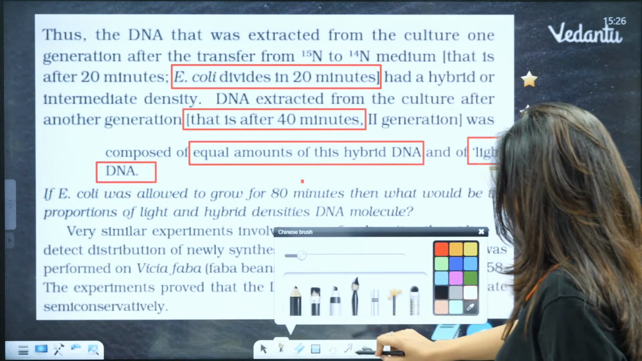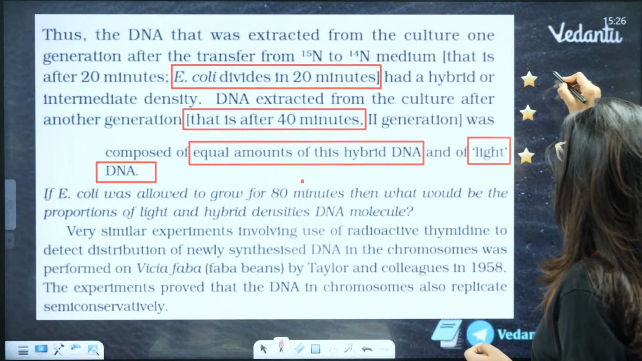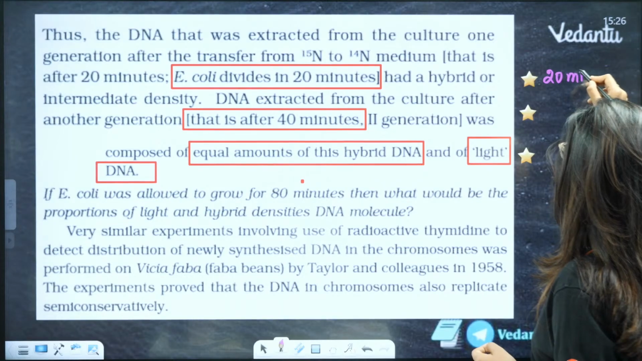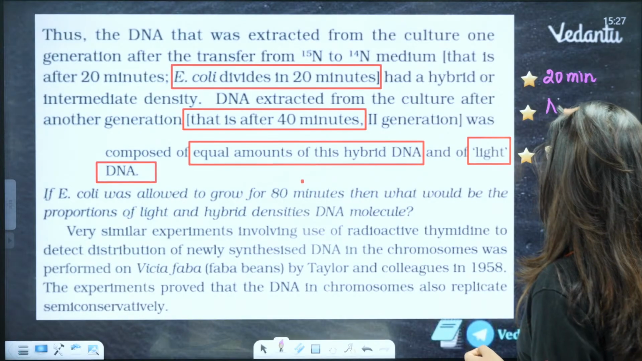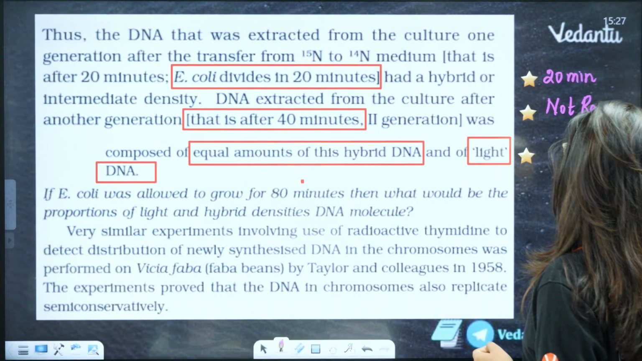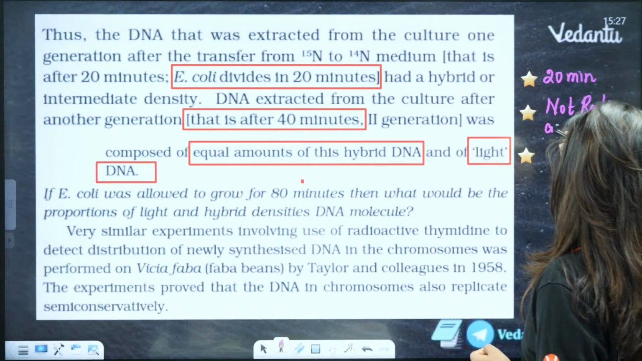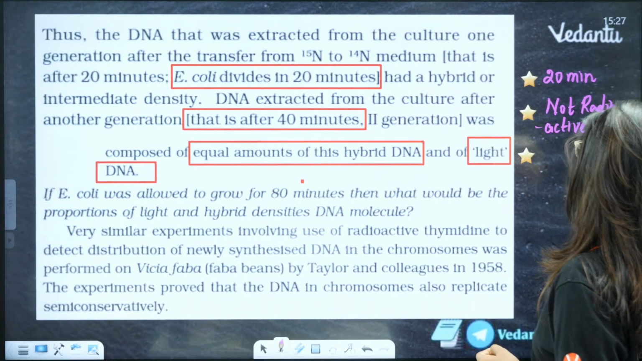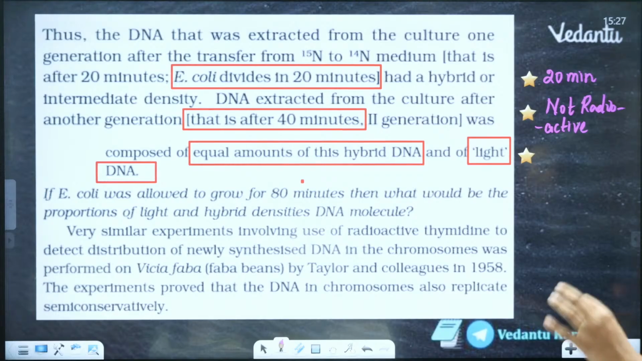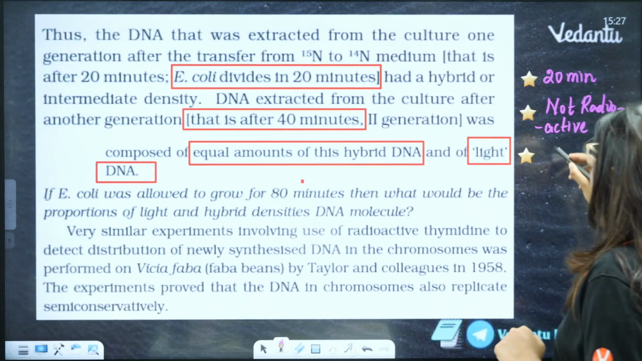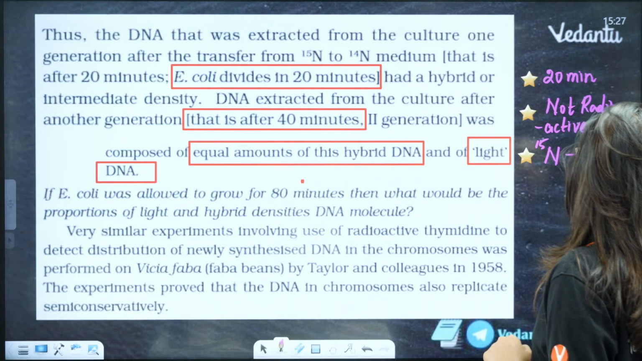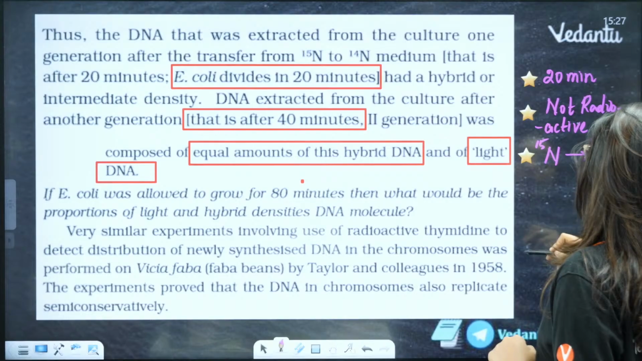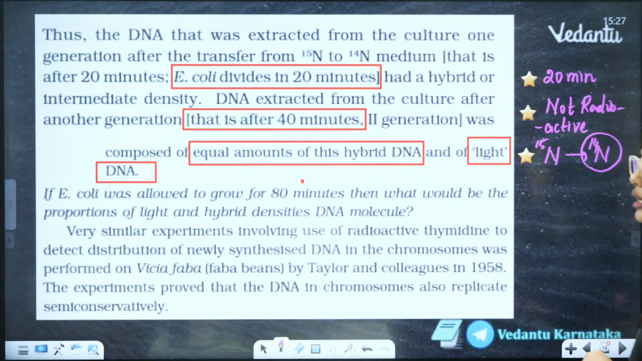Here you have to remember that it replicates in 20 minutes. Then you have to remember they are not radioactive isotopes, not radioactive. They are just heavy and light, not radioactive, you should remember. Third thing, what will you remember? That these people are going from N15 to N14. Okay, N15 to N14. So we are going to get more of N14 compared to N15.